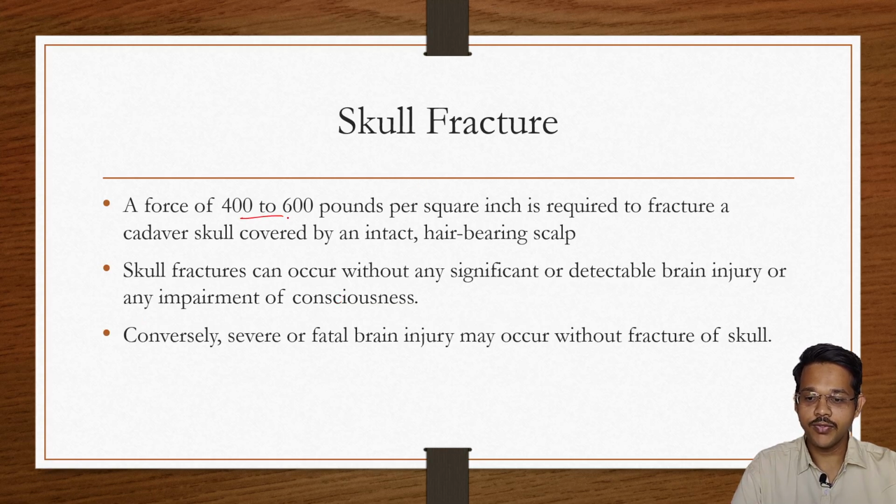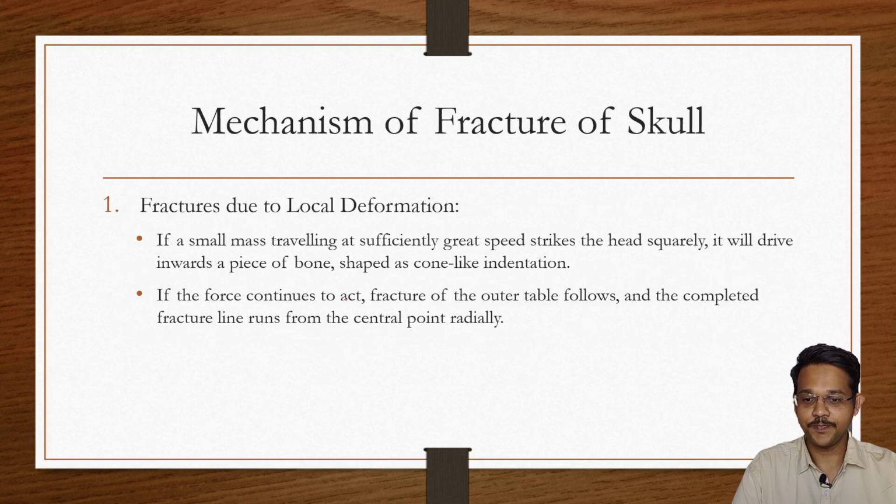Usually, a force of 400 to 600 pounds per square inch is required to cause a skull fracture in a skull intact with a hair-bearing scalp. Skull fracture can occur without any significant or detectable brain injury. So we should know that even if a skull fracture is there, brain injury may not be detectable, or there may be no impairment of consciousness. Conversely, if there is a fatal brain injury, there may not be any fracture. So the conditions for brain injury differ; it is not dependent on skull fracture.